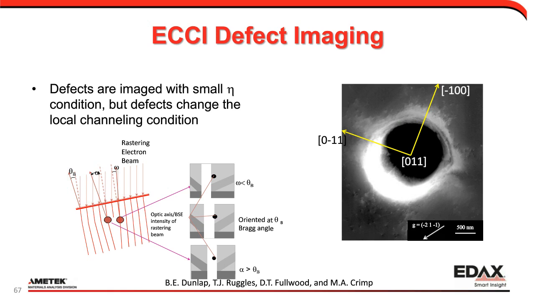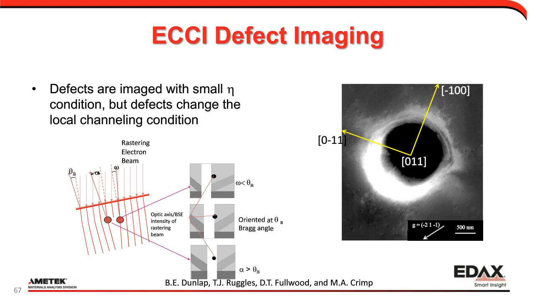When there's a defect in there, it interrupts the channeling conditions, so we can see dislocations with the ECI contrast imaging. And so in this case, we positioned it to see specific dislocations within a material. They show up in the ECI condition.